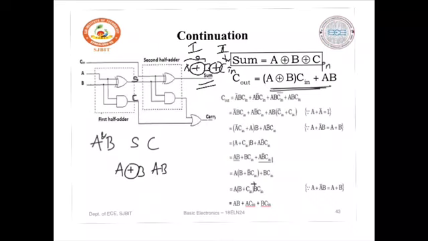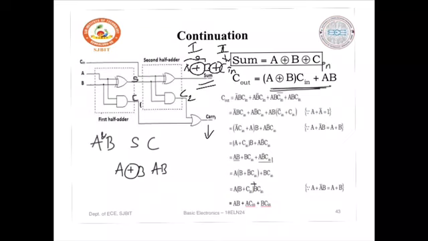Now moving on to the next output, that is carry. Here, the first half adder carry is C. The second half adder carry is C. If I write this as C1 and this as C2, these two carries will be added, and I get the carry output of the second half adder. It means the carry output is C1 plus C2.